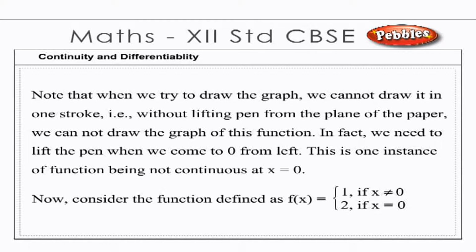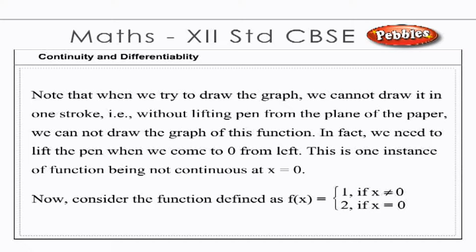Note that when we try to draw the graph, we cannot draw it in one stroke, that is, without lifting the pen from the plane of the paper. We cannot draw the graph of this function. In fact, we need to lift the pen when we come to 0 from the left. This is one instance of a function being not continuous at x equal to 0.